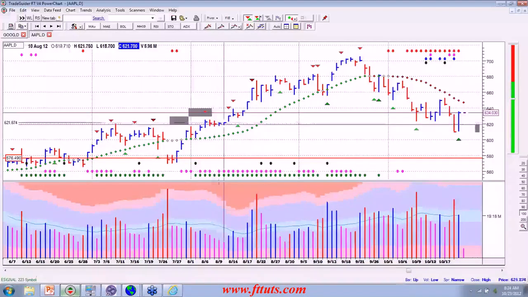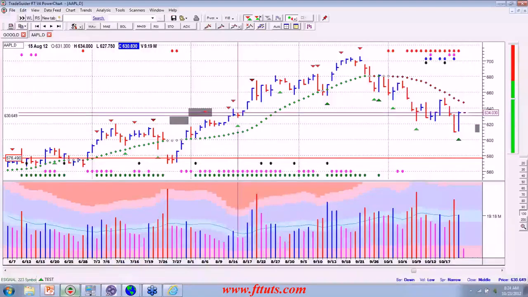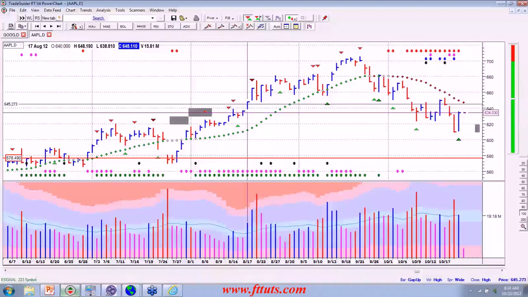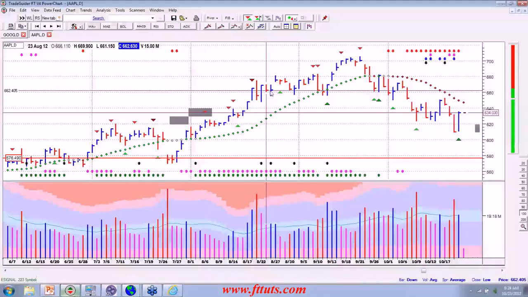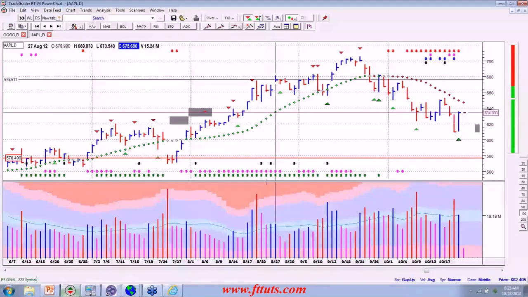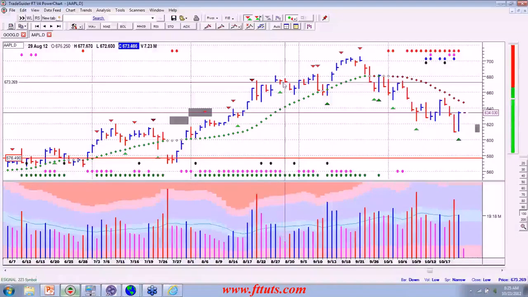There's the up bar, the up bar, the up bar, the up bar. You allow 1 down bar here, no problem. You can allow for 2 down bars as long as they're on low volume. Up bar, up bar, up bar, 1 down bar. Up bar, 1 down bar. Up bar, up bar. Now here, we have 2 down bars on very low volume.